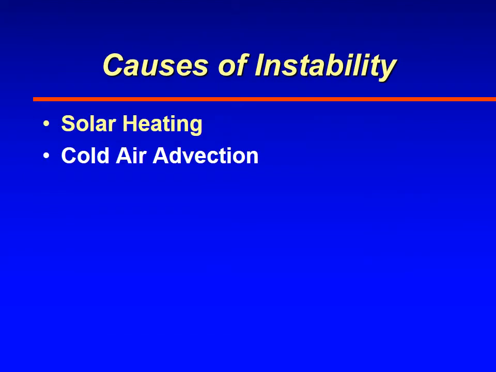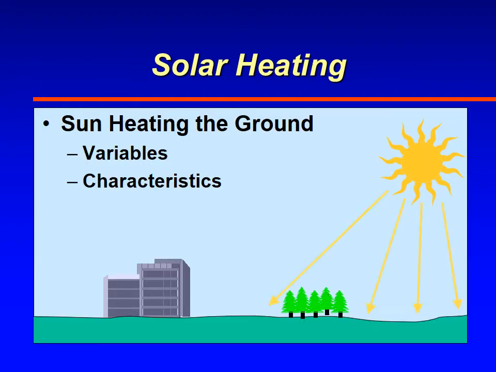So there are two ways in which instability can cause convective turbulence. One we already discussed, and that is surface heating. The other one, not so much, and that's cold air advection. With solar heating, as you would guess, the sun heats the ground. Solar radiation is absorbed by the ground. That raises the temperature of the ground, and the air touching the ground warms up also. Those thermals start to rise. So we're going to look at the variables and the characteristics of the solar heating.